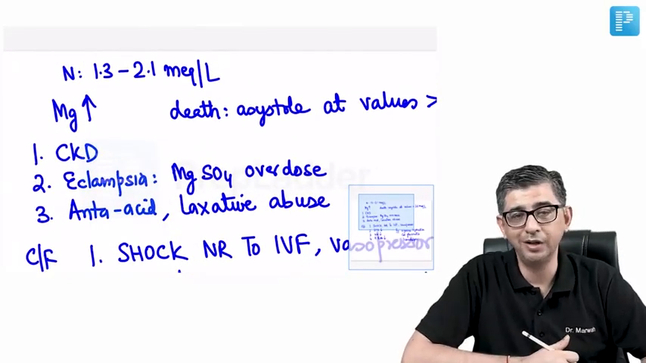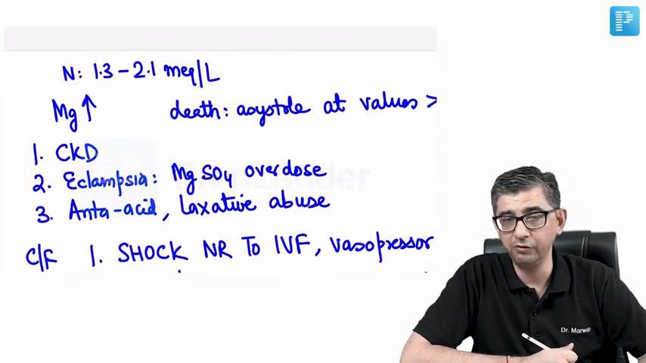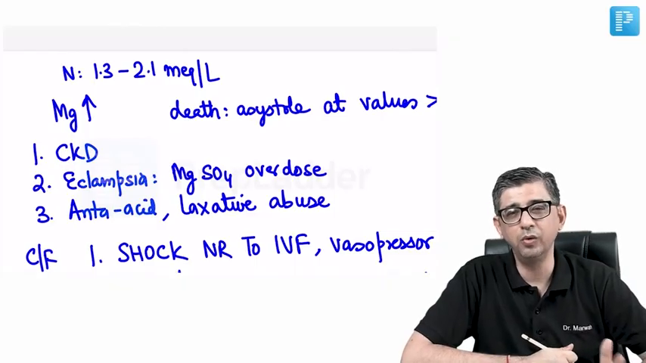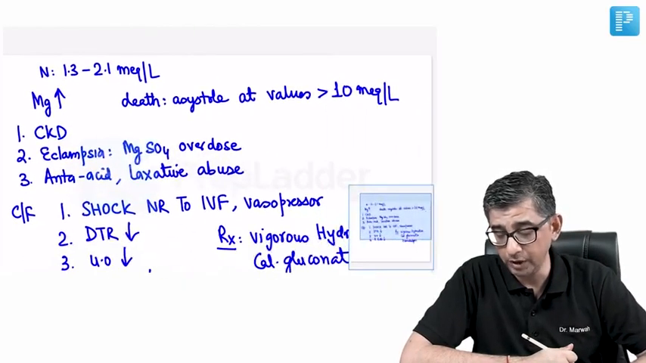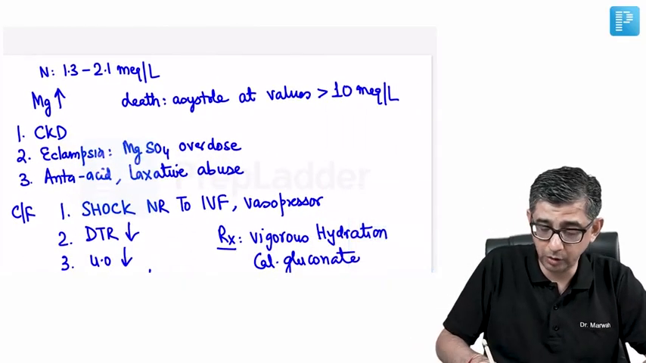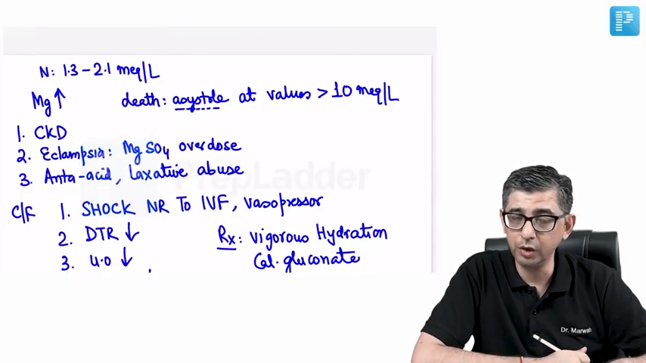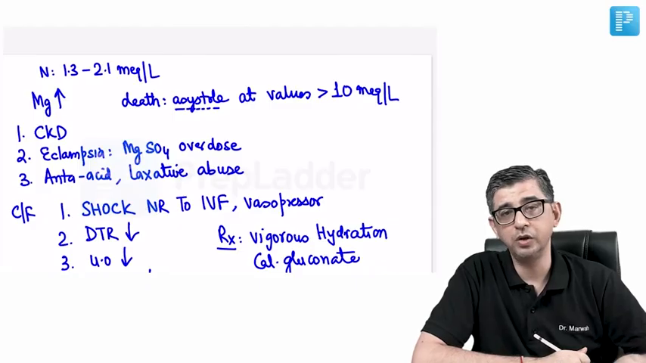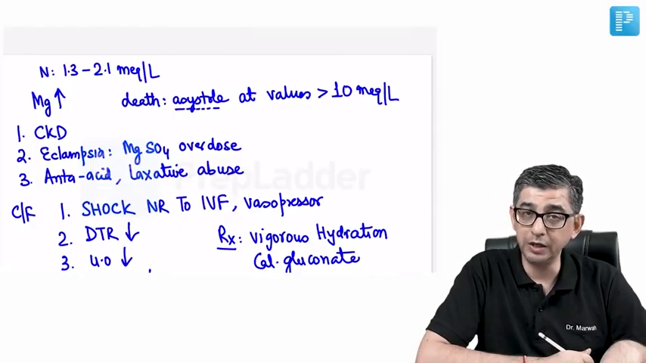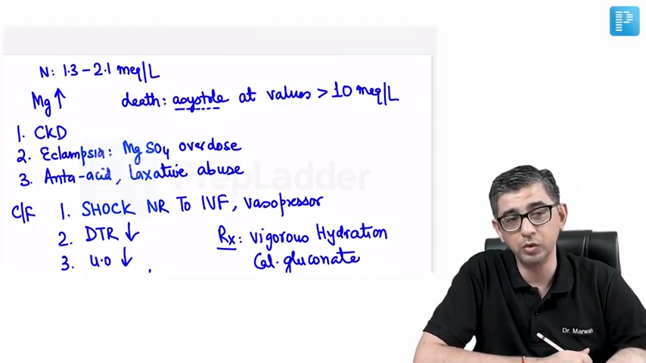The normal values are in the range of 1.3 to 2.1, and we have a patient where values are going up to 4 or 5, and if the values go more than 10, then the heart can stop. It can be asystole. Last time I taught you potassium can cause the heart to stop. There could be diastolic arrest in the patient. Now I'm teaching you magnesium in excess can also cause the heart to stop.